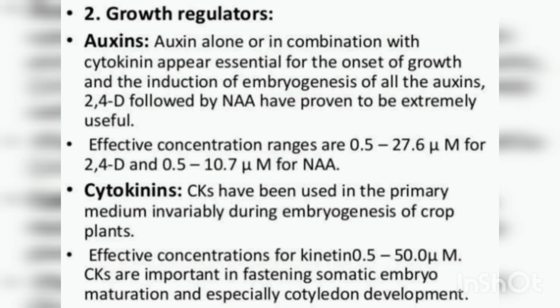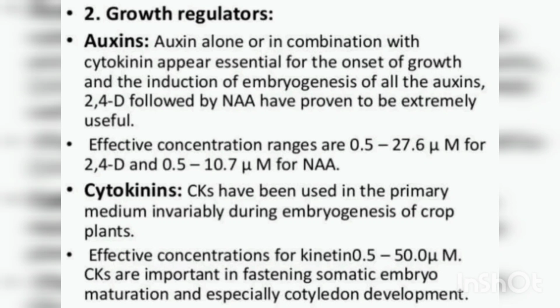So the concentration should be specific, that is, effective concentration ranges are 0.5 to 27.6 micromolar, and for 2,4-D it is 0.5 to 10.7 micromolar. And the cytokinins are also used in the primary medium, and the concentration is 0.5 to 50. And cytokinins also hasten the somatic embryo maturation, especially the cotyledon development.